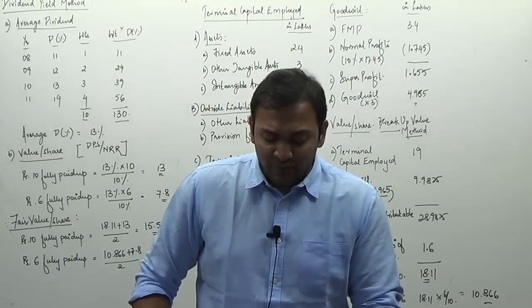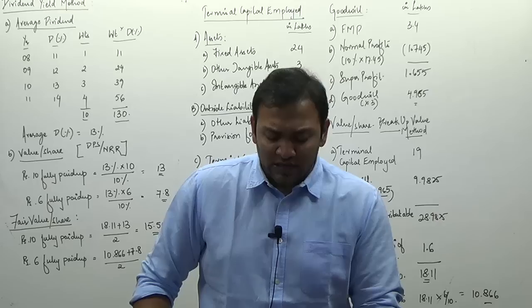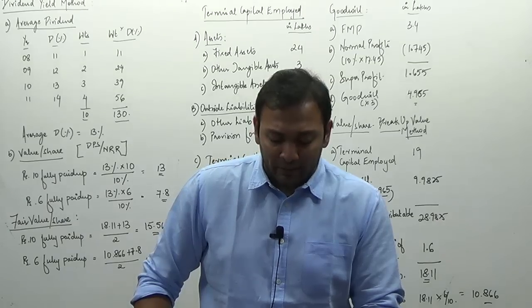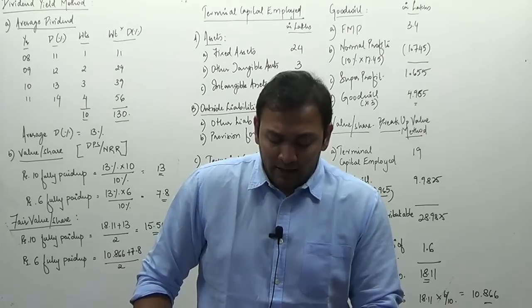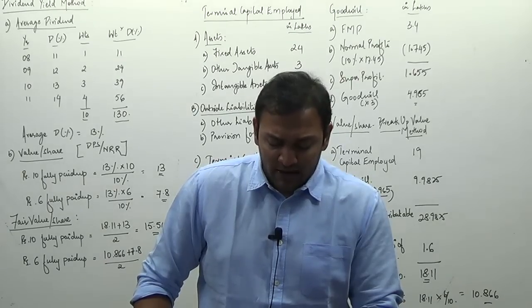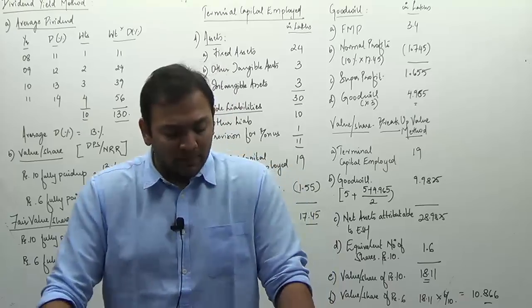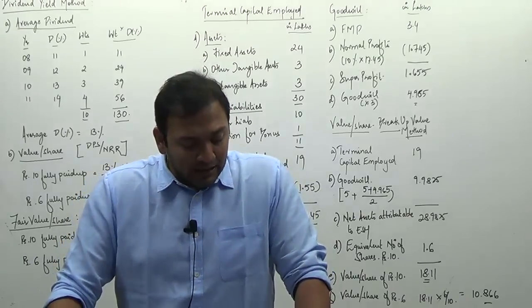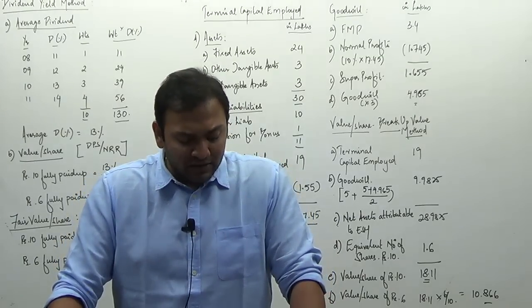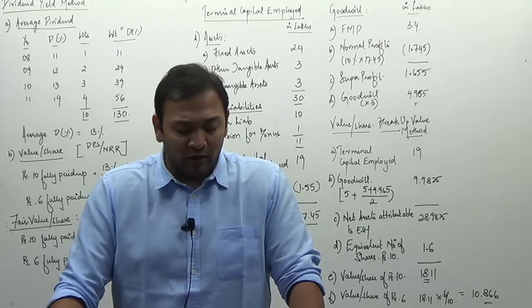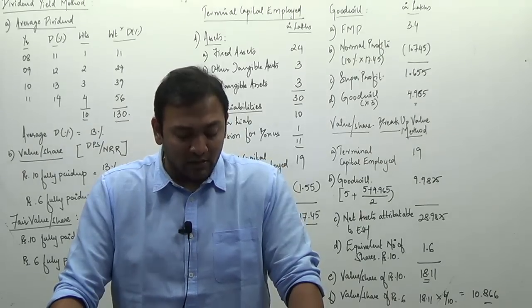In 2009-10, a new machinery was purchased for 2 lakhs, which was wrongly charged to revenue. That means you put it to your P&L account. But it should be adjusted, the amount should be adjusted by taking a depreciation at the rate of 10% on reducing balance method. In 2010-11, furniture with a book value of 1 lakh was sold for 60,000.